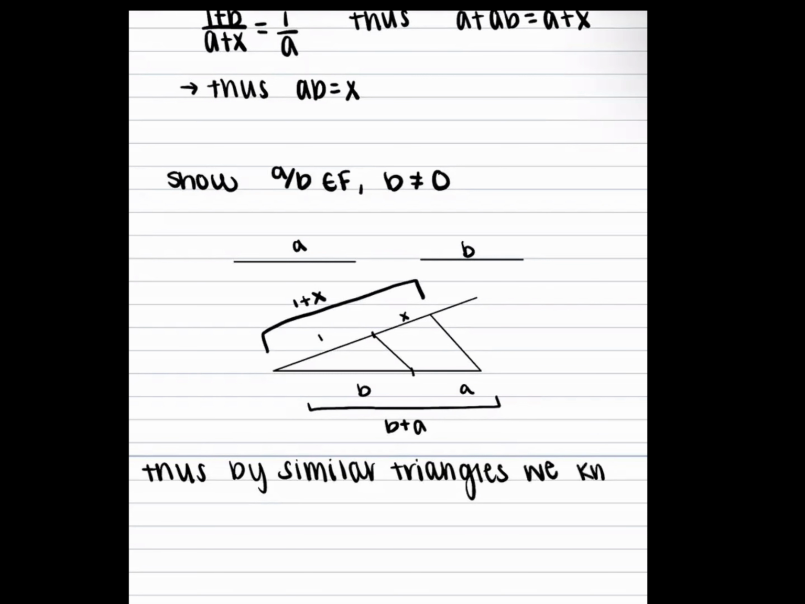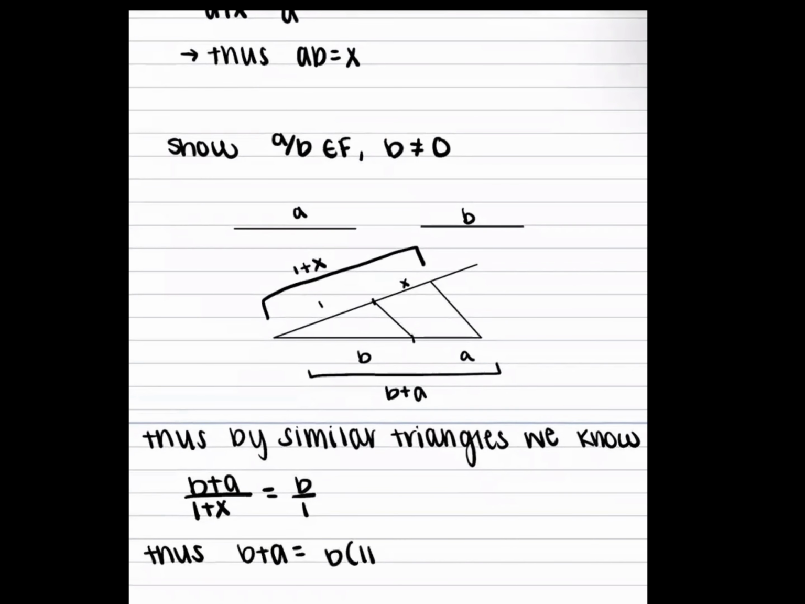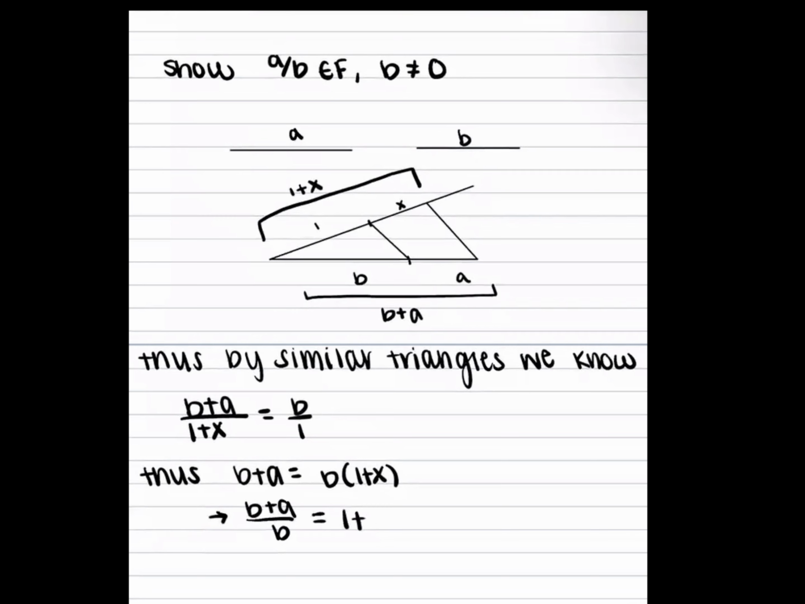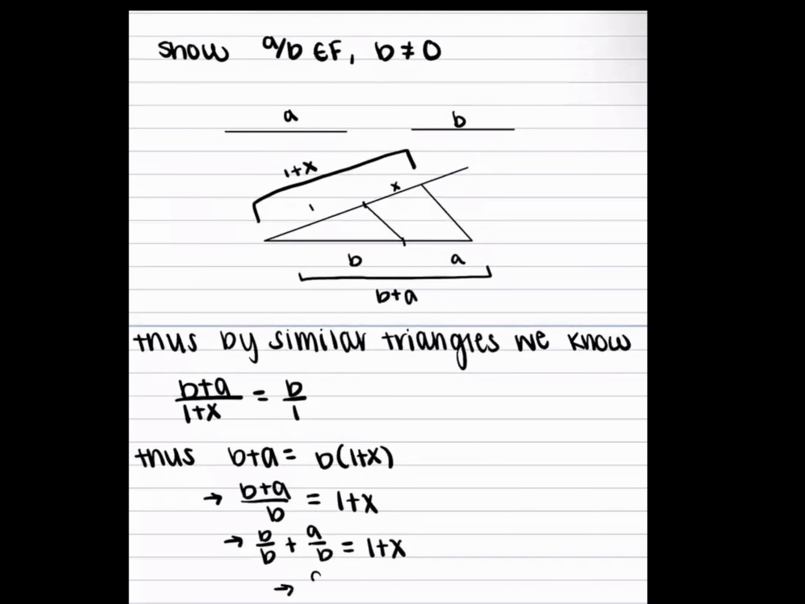we know that B plus A over 1 plus X is equal to B over 1. And thus again, by cross multiplying, we know B plus A is equal to B times 1 plus X. We can then divide that B over, and we know B plus A over B is equal to 1 plus X. Then subtracting 1 from each side, we know that A divided by B is equal to X.